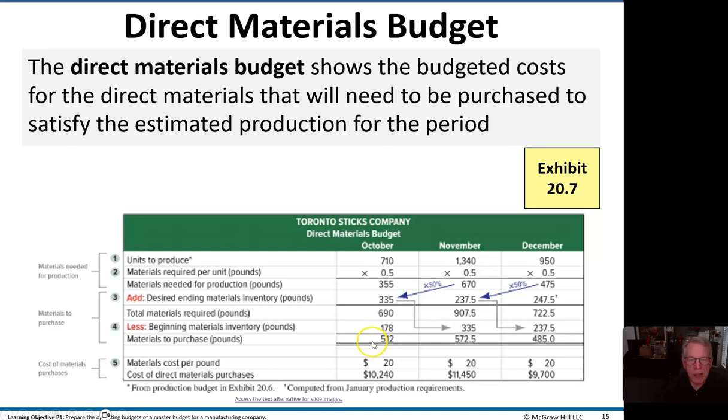So in this case, we have 512 pounds, 572.5 pounds for November, and 485 pounds for December. It costs $20 per pound, so then we can multiply that through to get the cost of the direct material purchases here.